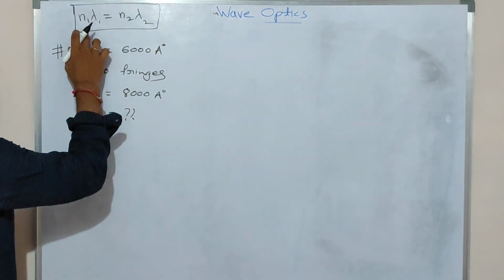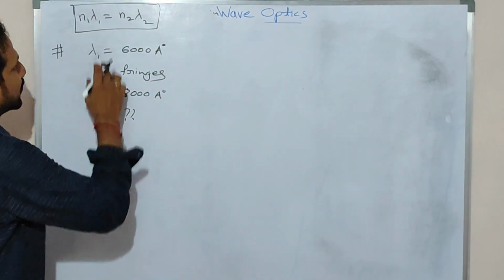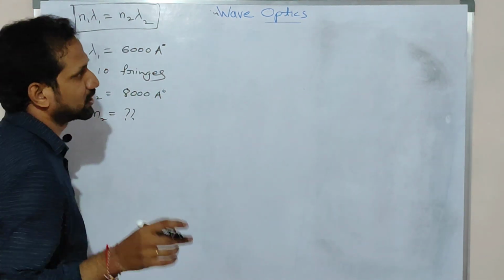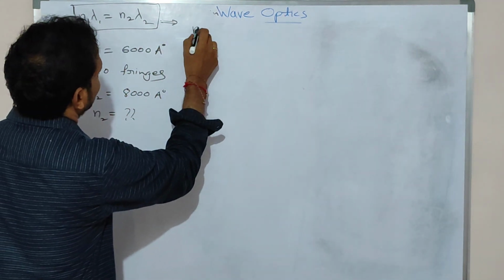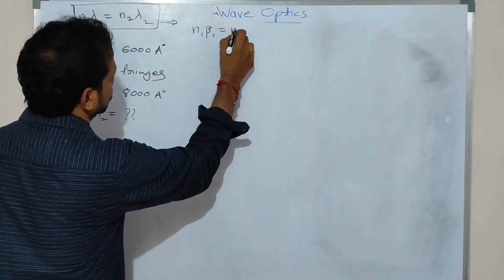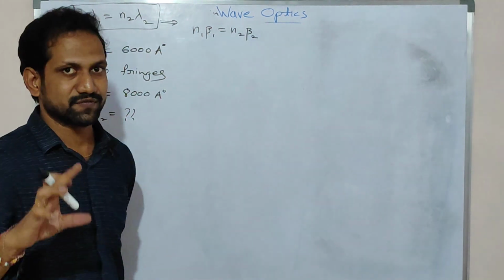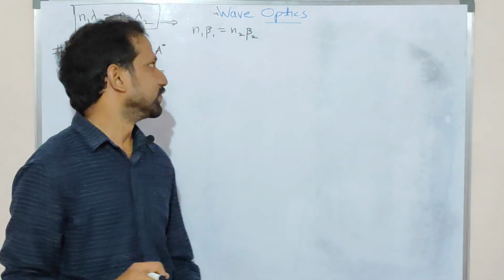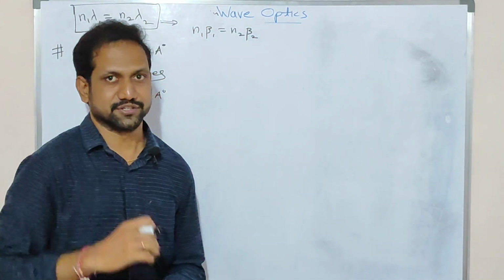So we can equate in this formula, n1 lambda 1 equals n2 lambda 2. Actually this is derived from n1 beta 1 equals n2 beta 2, because n into beta is a constant for any interference pattern, where n is the total number of fringes formed and beta is the fringe width.